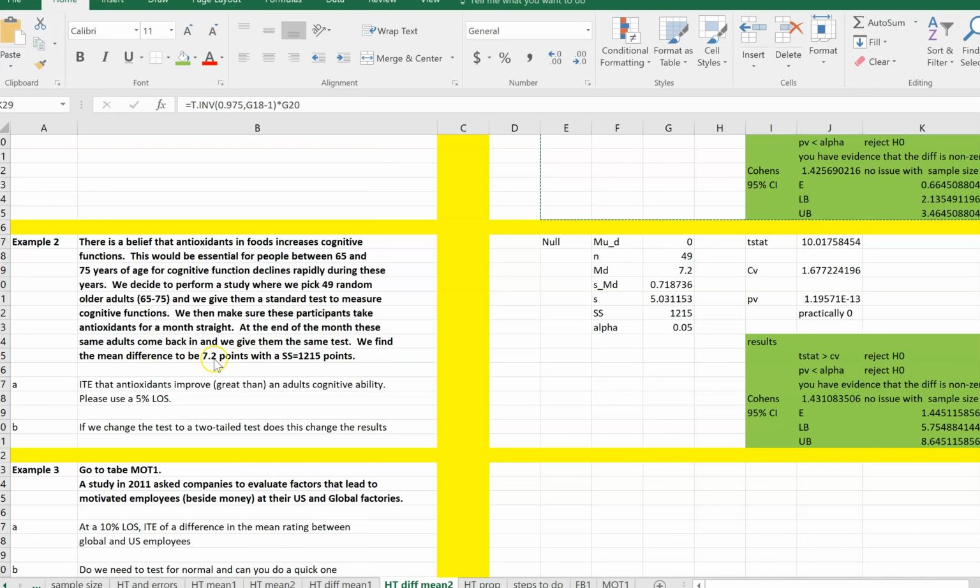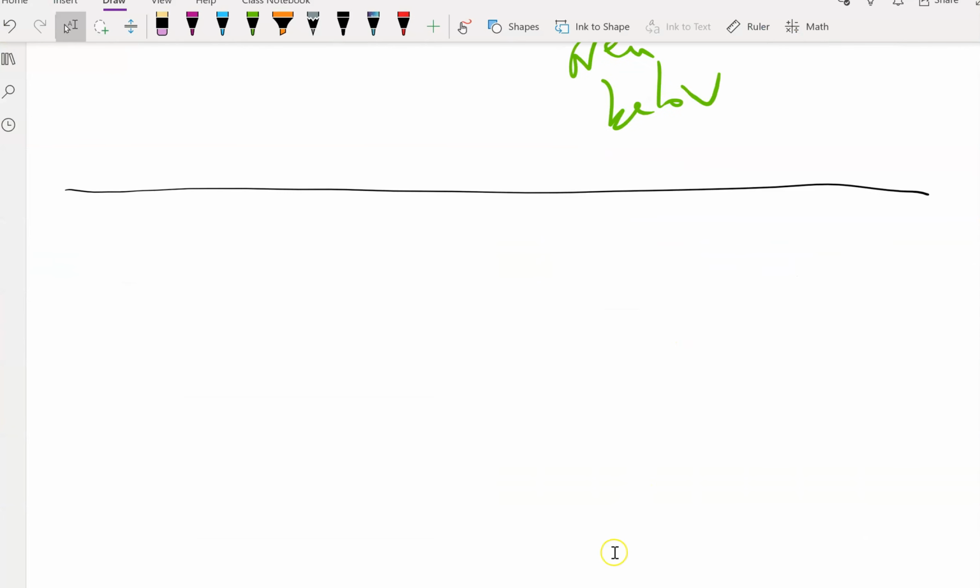And so we found the mean difference to be 7.2. Got it. Mean difference. That's the sample. We found the sum of squares to be 1215. Good news, once you have the sum of squares, it gives me the S, which gives me the SMD, the error of the mean difference. Yes, you do need a sample size. They did say, where is it? We're going to pick 49 random adults. Got it. The hypothesis doesn't change here. That is the null. The null is I'm going to believe the antioxidants don't improve cognitive ability, right?